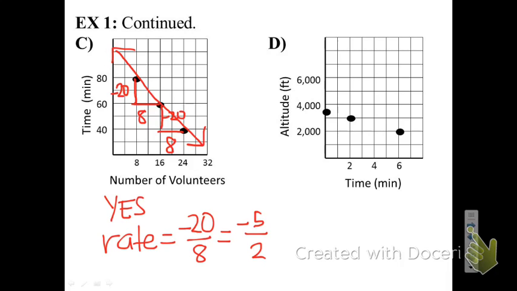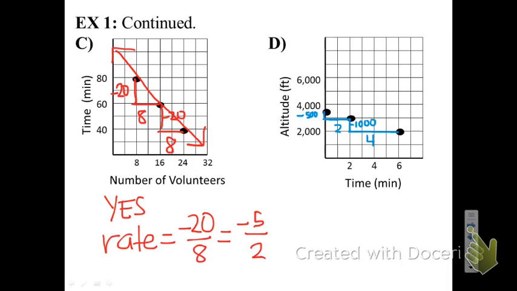And we're going to look at how this is changing here. It's going down how much? It looks like it's going down about 500 and over 2. The second value goes down 1,000 and over 4.